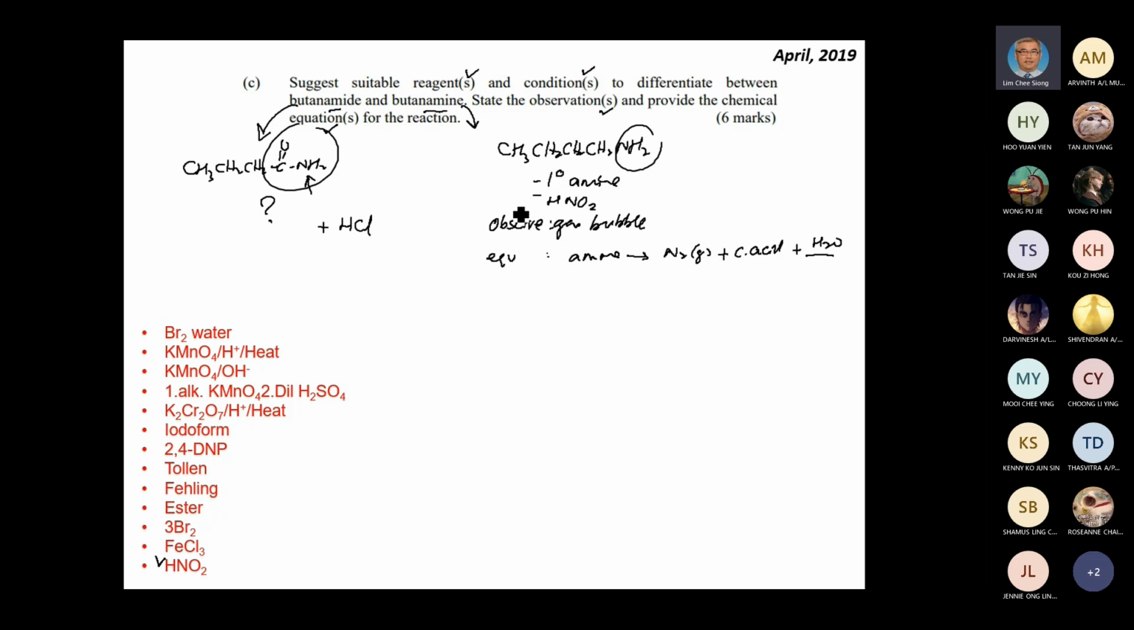Okay, so for me, I'm using HNO2 test. Primary amine is going to obtain gas bubble. These are the chemical equations. And for here, nothing happens. You have to write properly for those amide group. This one for amine. And for those no gas bubble observed, is under amide group. So equation, no. Is it clear? Okay.